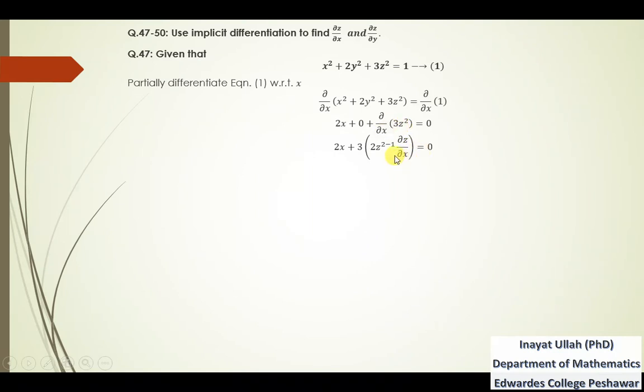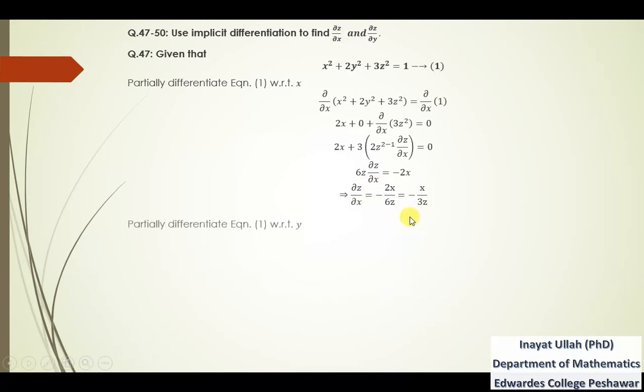Now that is 6z. 2x is shifted towards the right side, so that will become minus 2x, and that is 3 2s are 6 into z del z by del x. Dividing both sides by 6z, to get del z del x is equal to minus 2x by 6z. 2 3s are 6, so that is del z del x is equal to minus x divided by 3z. So that is the partial derivative of z with respect to x, which is obtained here.